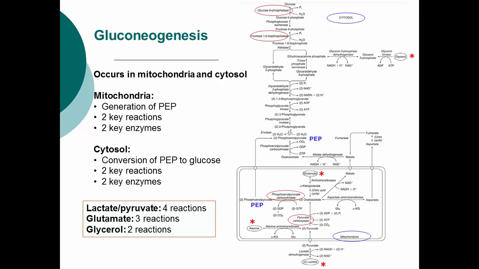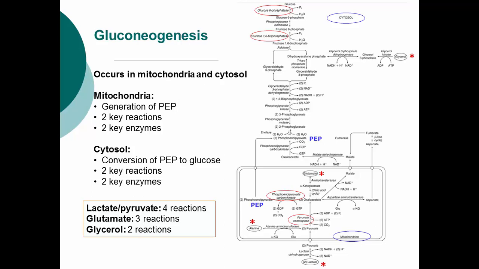Any questions? You have a question? Oh, sorry. Where you have lactate, there's 4 reactions. It looks like there's a lot more than 4. No, I mean the 4 key reactions. So everything that's not circled is the exact same in glycolysis as it is in gluconeogenesis. Right. And then the circled ones are what is different because of the irreversible reactions. Yes. But I thought there were only 3 irreversible reactions.